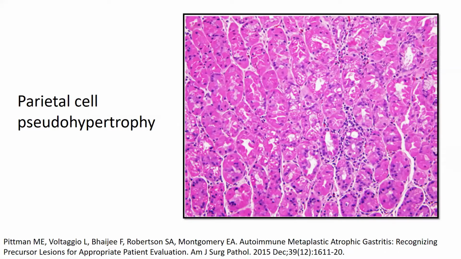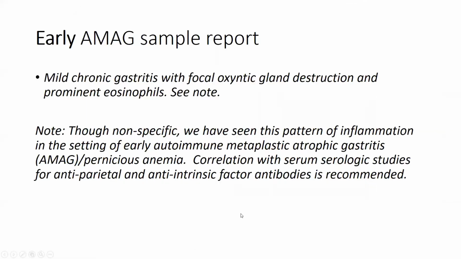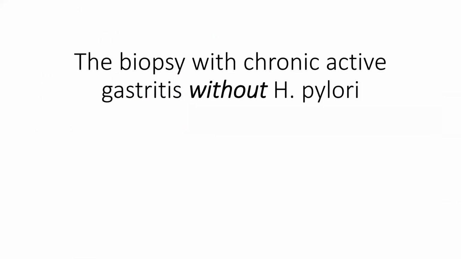And then some cases will feature parietal cell pseudohypertrophy. So this can be another clue, and notice the very focal lymphoplasmacytic inflammation that's trying to destroy this oxyntic gland. And this is the chromogranin immunostain on that initial slide of early AMAG that I showed, showing you the full thickness, linear and nodular ECL cell hyperplasia. And then for early AMAG, we are descriptive: mild chronic gastritis with focal oxyntic gland destruction and prominent eosinophils if they're present, and then suggest this possibility in a note.